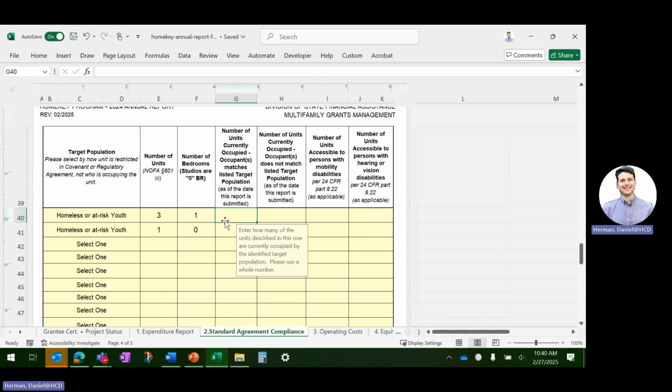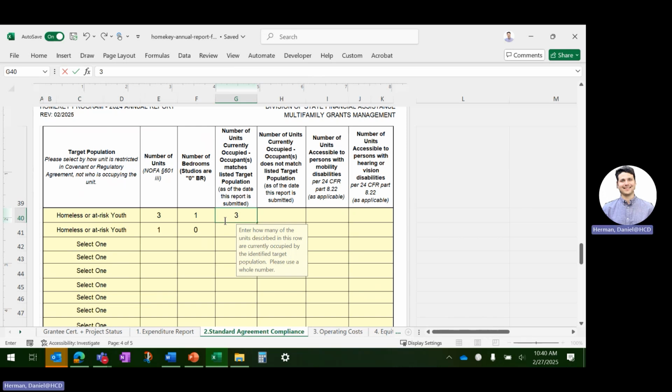Then in column G, you will enter the units as they are currently occupied, if they are occupied by that target population. So let's say that the 3 1-bedroom units are occupied by homeless youth. We'll say 3 for that column.